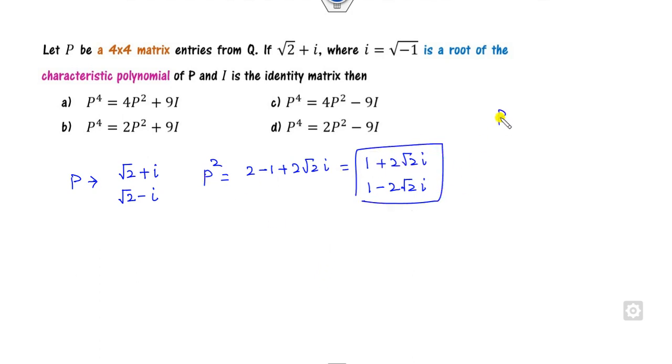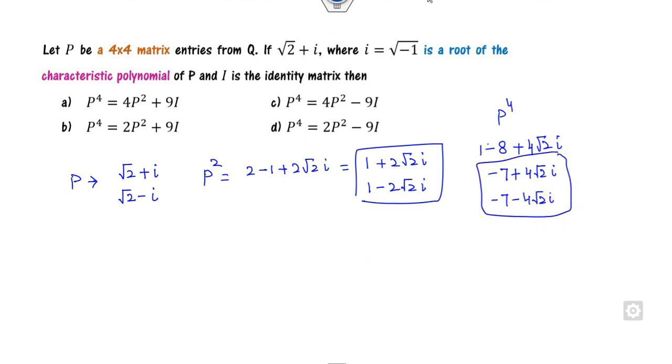Can you find the eigenvalues of P raised to power 4? Again squaring: it is minus 8 plus 4 root 2 iota, that's minus 7 plus 4 root 2 iota, and the other number is the conjugate. These are the eigenvalues of P to the 4. Now you can check which option is satisfied. 4P squared. This is the eigenvalue of P squared.